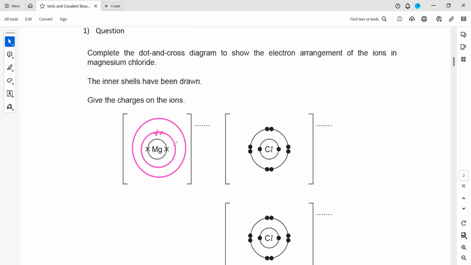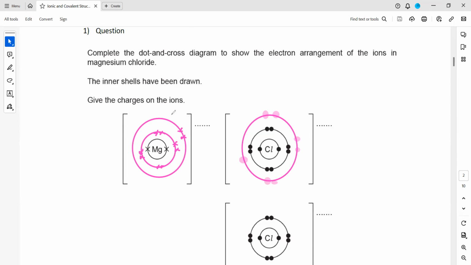Magnesium, the first shell has two, the second shell has eight, and the third shell has two. And for chlorine, the electronic configuration is 2, 8, 7. So first shell has two, second shell eight, and the third shell has seven electrons. So 1, 2, 3, 4, 5, 6, and seven.